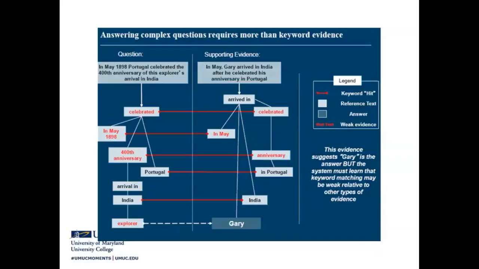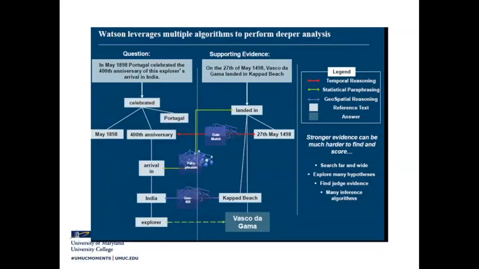With a simple keyword search, the system will find as evidence the passage: in May, Gary arrived in India after he celebrated an anniversary in Portugal. And this has nothing to do with the initial question. The answer to the initial question is Vasco da Gama. And with keyword search, the system was not able to find the right answer.